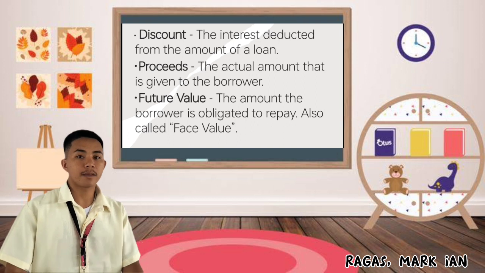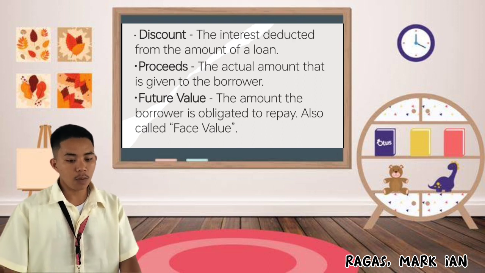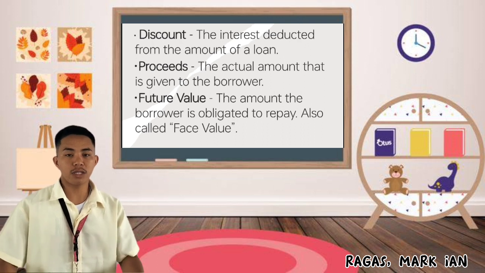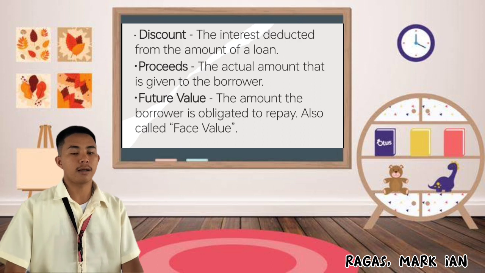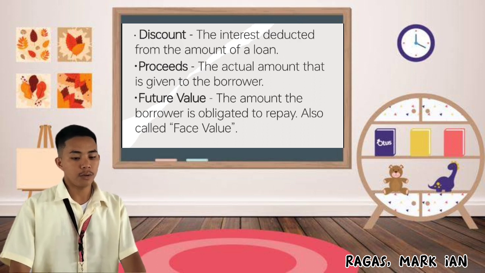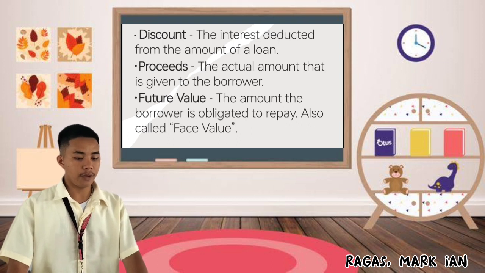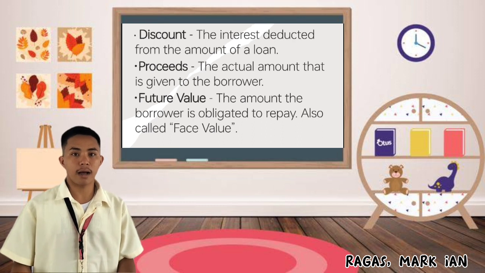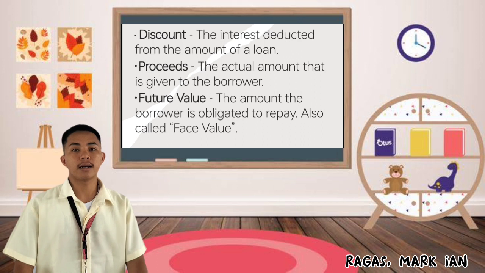Mao ni siya ang interest nga gi-deduct sa imong kwarta nga imong giloan. Proceeds, the actual amount that's given to the borrower. Bali mao ni siya ang original nga kwarta nga imong gihatag sa nag-utang. Ang future value, the amount the borrower is obligated to repay, also called face value. Bali mao ni siya ang kwarta nga obligasyon na dapat bayaran sa nag-utang.